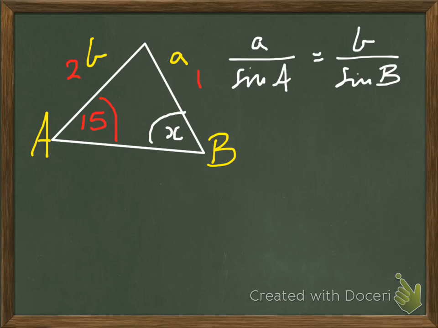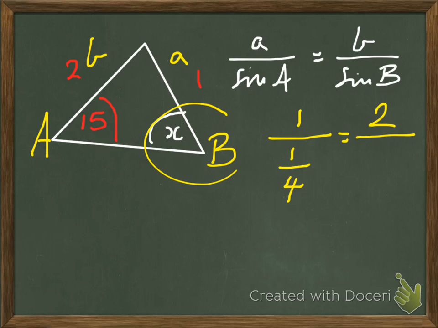Now I'm just going to punch the numbers in again. So we've got A, which is 1 over sine of 15, you'll be doing this on your calculator, which is a quarter, equaling B there, which I know is 2 over, well I don't know what the sine of B is yet, so I'm just going to put sine of B. So very, very similar to the last time, except we're not working out the length, we're working out the angle, and this is the only other way that you can use the sine rule.